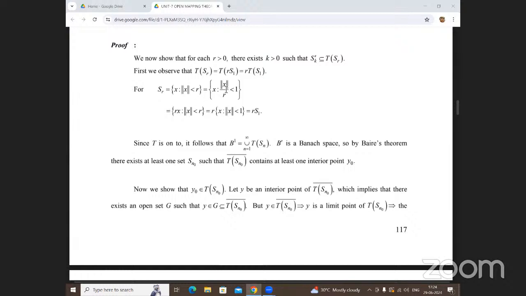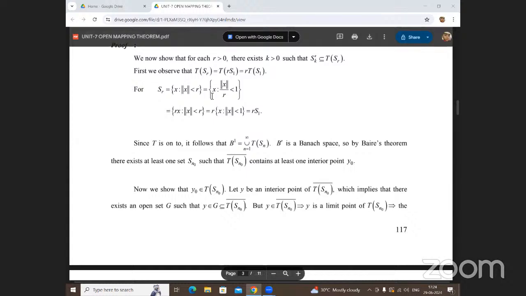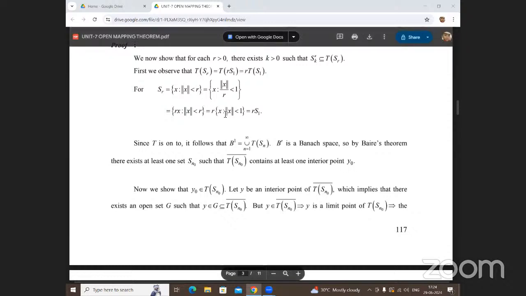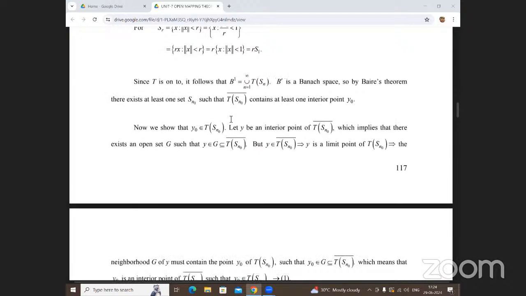Correspondingly, this can also be written as r x. By cross multiplication, the set is multiplied by small r. So the set of r x with norm x less than r, times 1, gives small r. Here r is common: r times the set of x with norm x less than 1. Replacing r by 1, this is S_1, so that value is r times S_1.